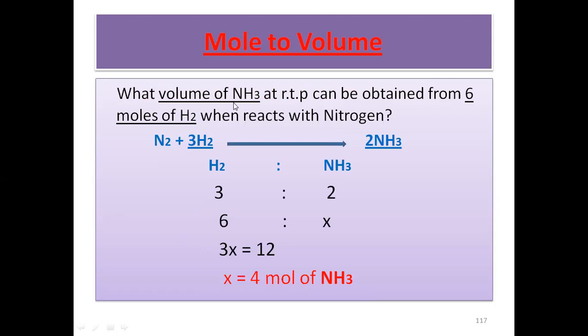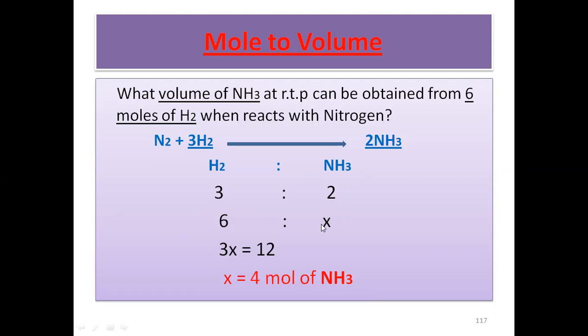Now there is another calculation: what volume of ammonia at room temperature and pressure can be obtained from 6 moles of hydrogen when it reacts with nitrogen? Here the moles of hydrogen are given and we have to find the volume of ammonia. So there is a stoichiometric relation between ammonia and hydrogen. 1 mole of nitrogen reacts with 3 moles of hydrogen, forming 2 moles of ammonia. Hydrogen ratio ammonia: write the moles, 3 moles of hydrogen, 2 moles of ammonia.